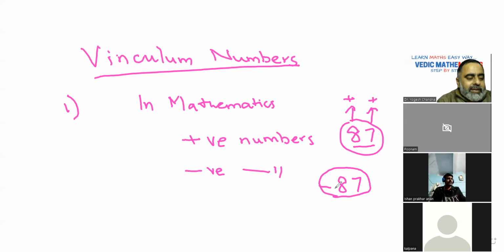But in Vedic mathematics, it is different. Here, one number can have two different kinds of digits, or the digits can have their own identity. That we'll understand now.